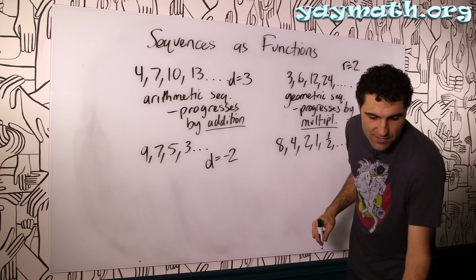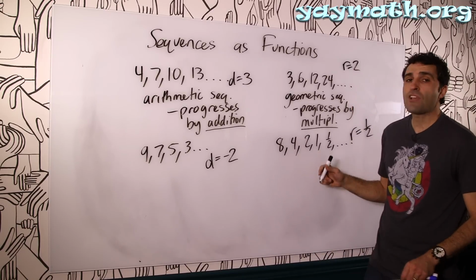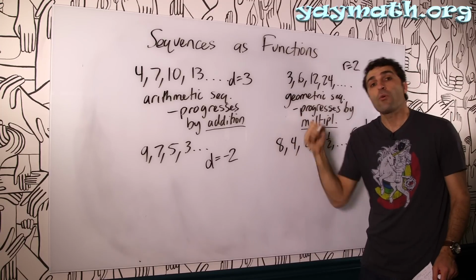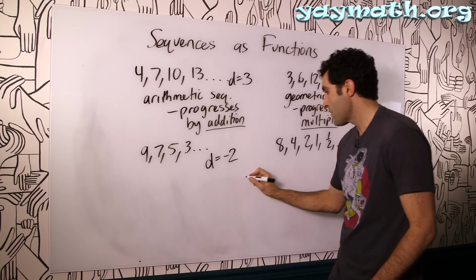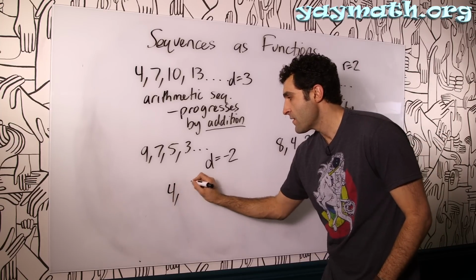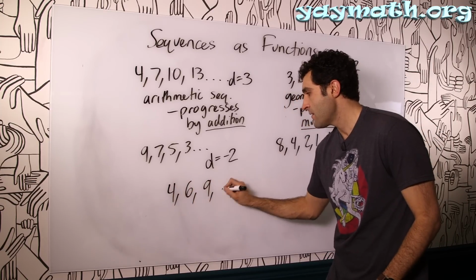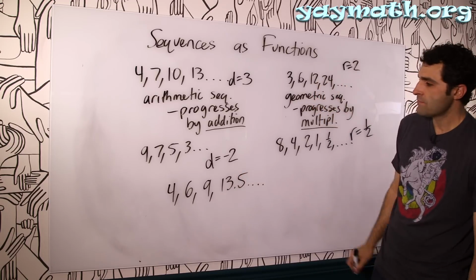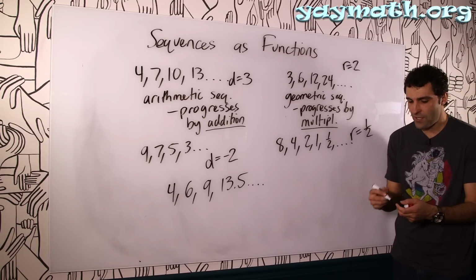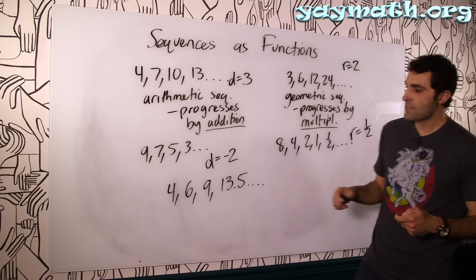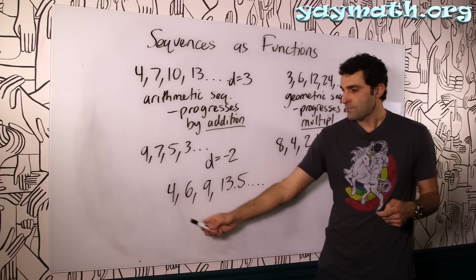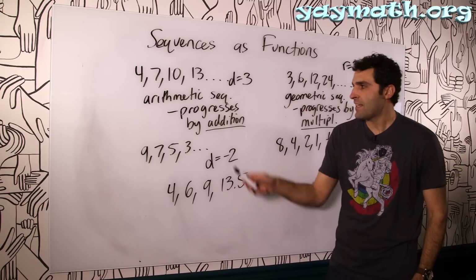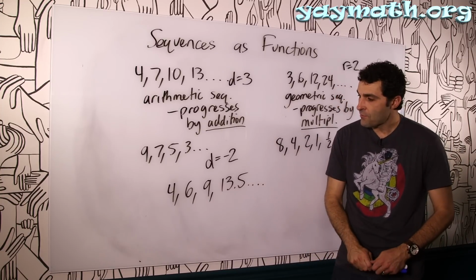So I have a couple examples here. Your job is to determine whether the sequence is arithmetic, geometric, or neither. Let's do it. We have one that's 4, 6, 9, 13.5. Arithmetic, geometric, or neither? Let's try to prove or disprove arithmetic. +2, +3, so automatically arithmetic is out. Let's see if we can prove geometric.